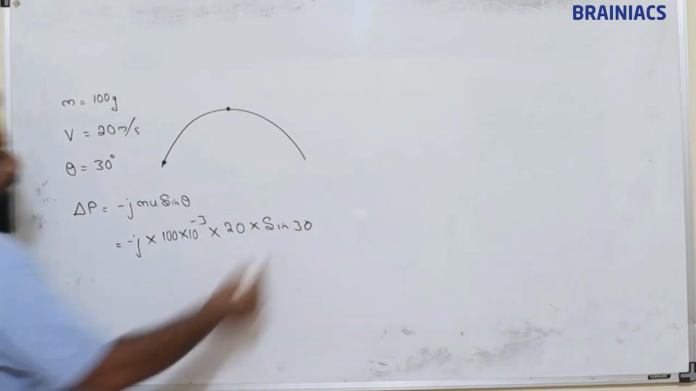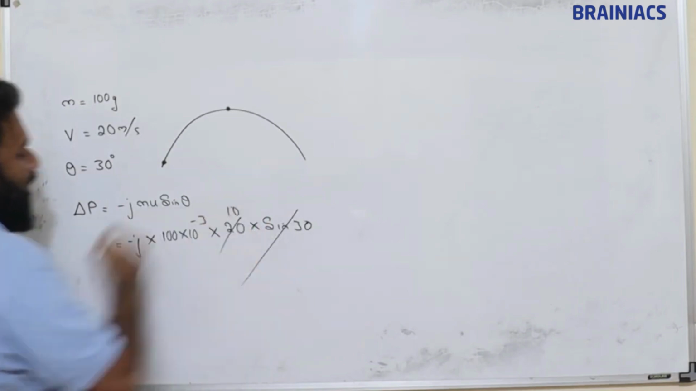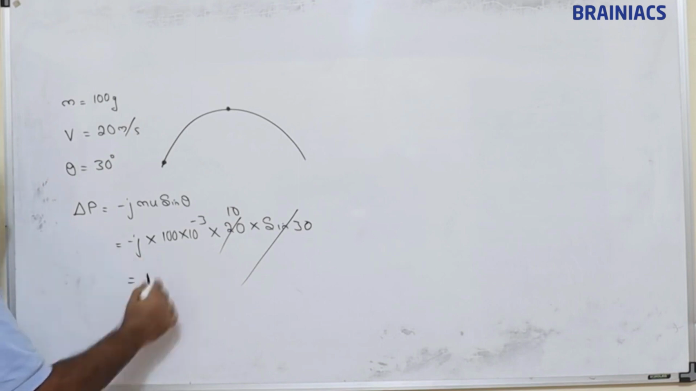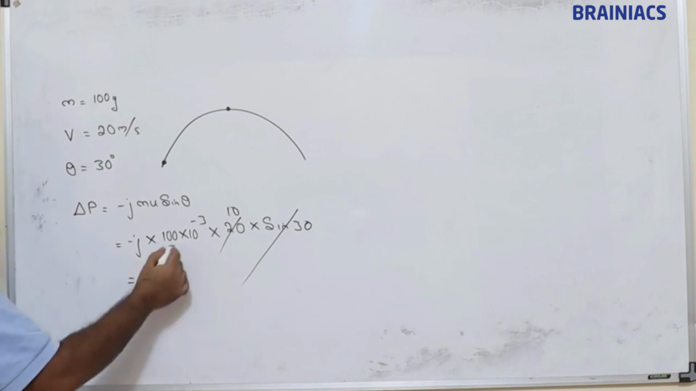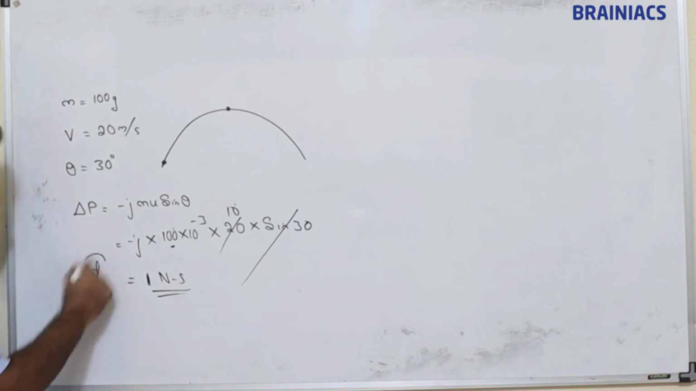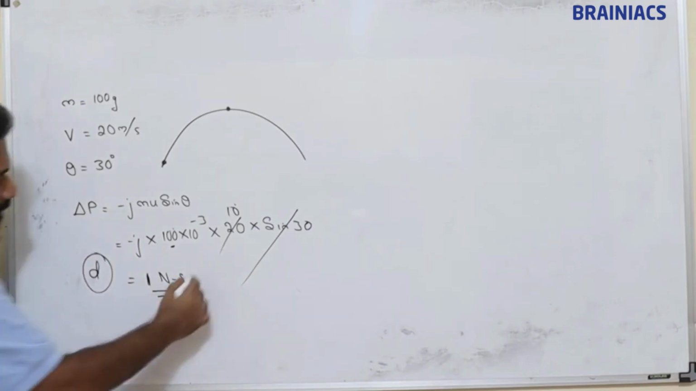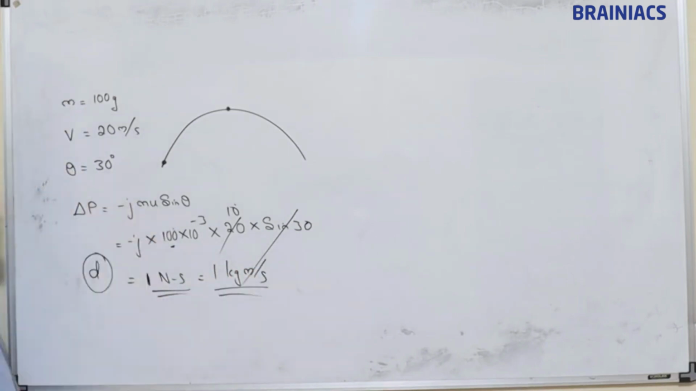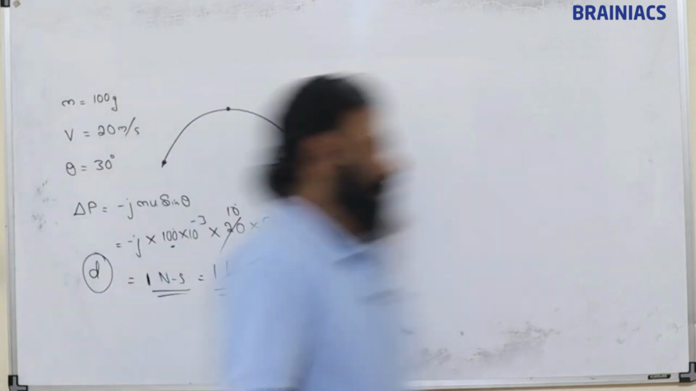Sine 30 is 1 by 2. If we cancel this and this, we will be getting 10. So this is going to be 1 Newton second, because everything gets cancelled off. So 1 Newton second or 1 kilogram meter per second. That is the answer for this question, option D. Here we have got the options as 1 kilogram meter per second or 1 Newton second, both are units of momentum. Clear? Understood?